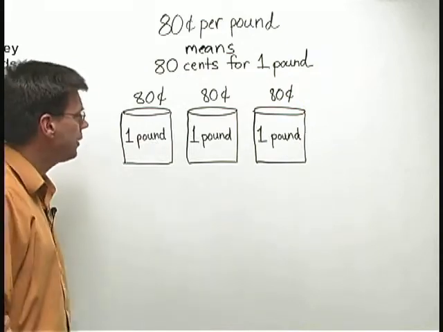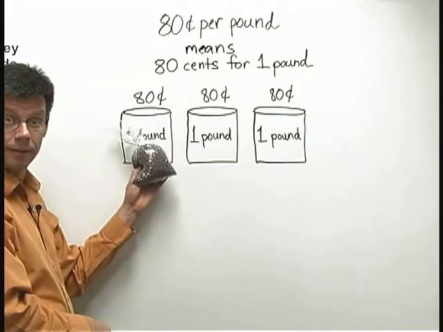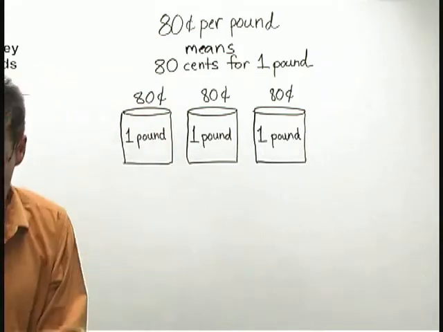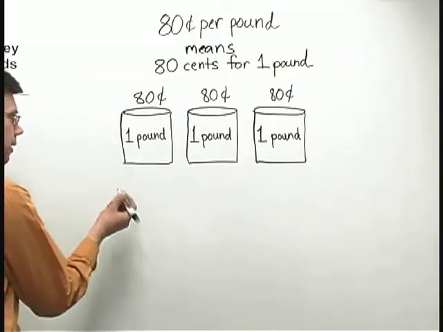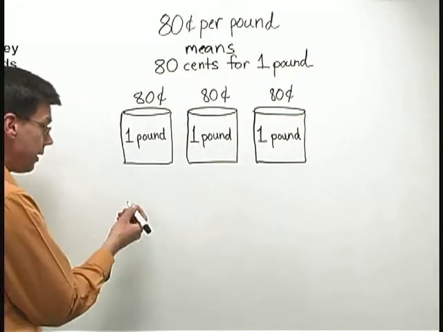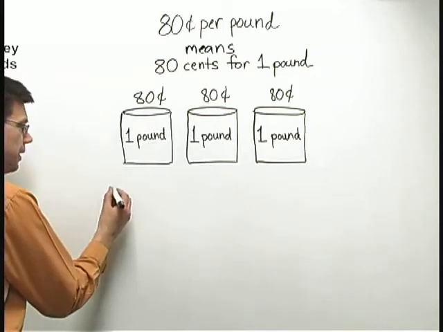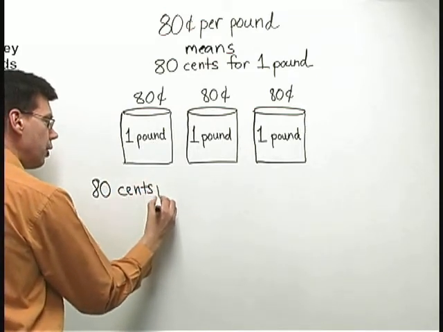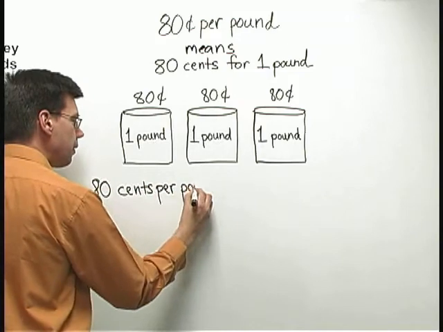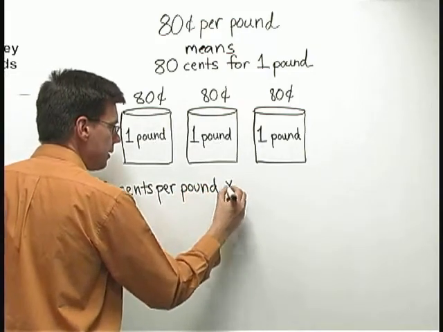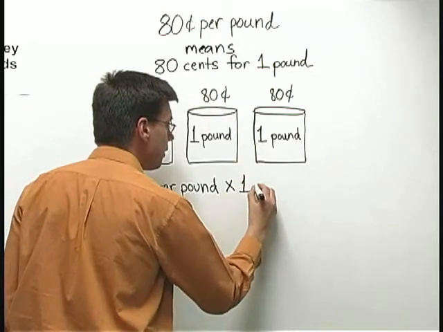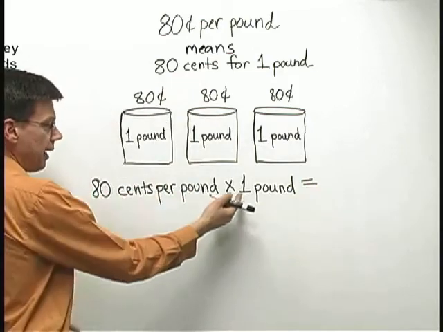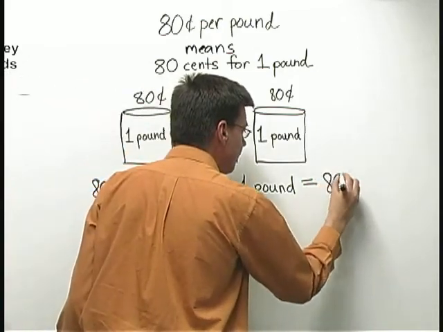So if we bought 1 pound of beans, that costs 80 cents. 80 cents for this pound. I'd like to describe that in the following way. If we take our rate, 80 cents per pound, times 1 pound, 80 times 1 is 80 cents of cost.